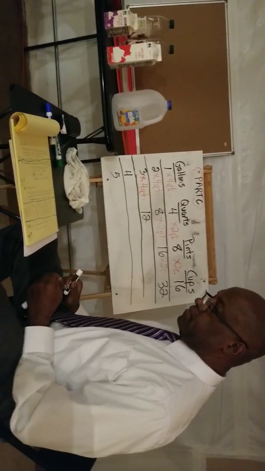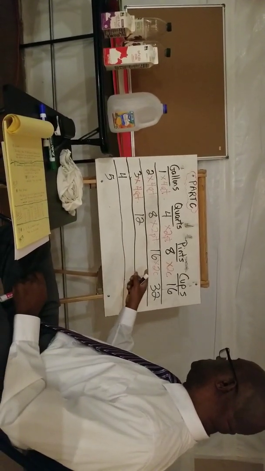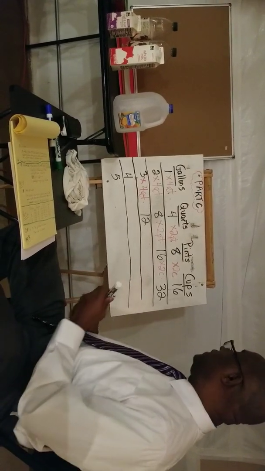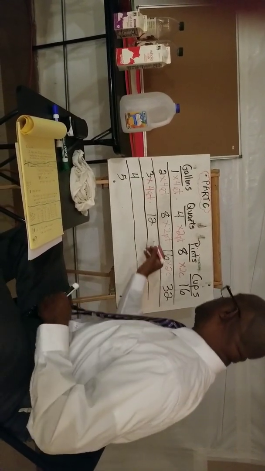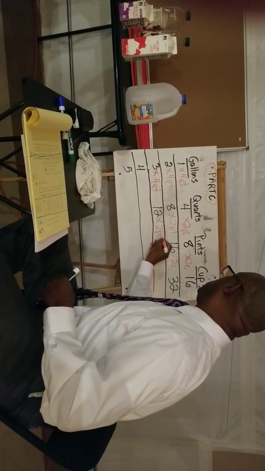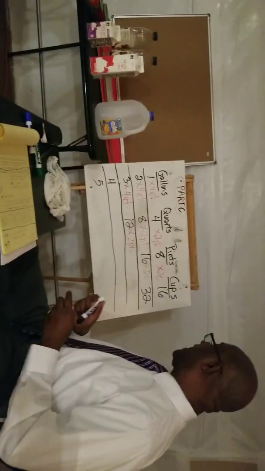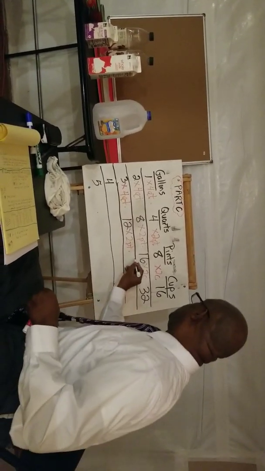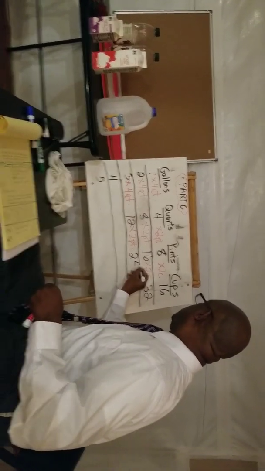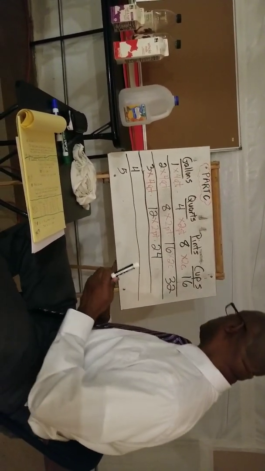Now, to go from 12 quarts, how many pints is that? We know again that there are 2 pints for every quart. So if we have 12 quarts, 12 quarts times 2 pints, that would give you an equivalent of 24 pints there.